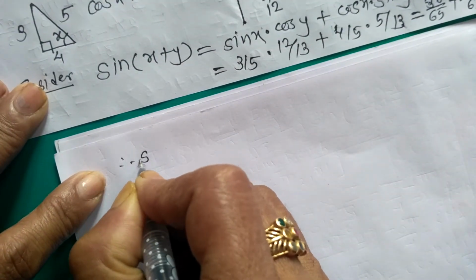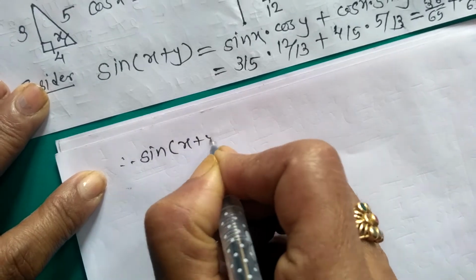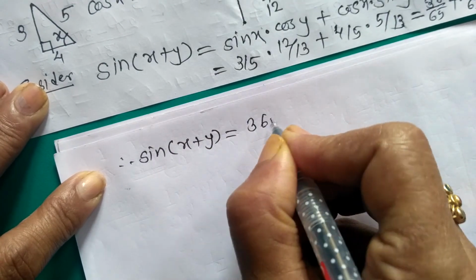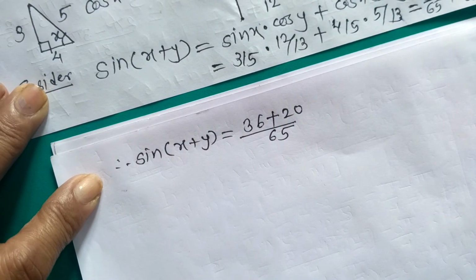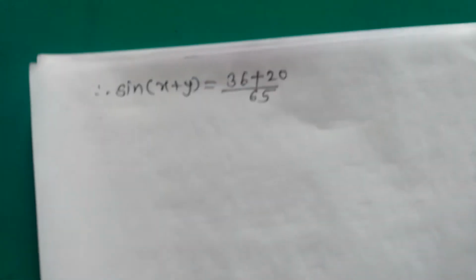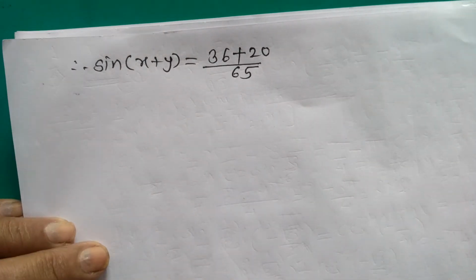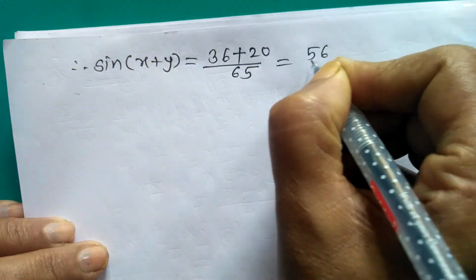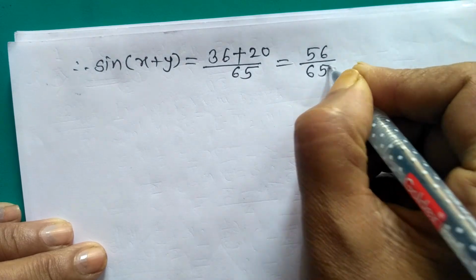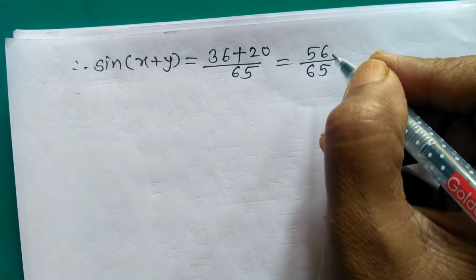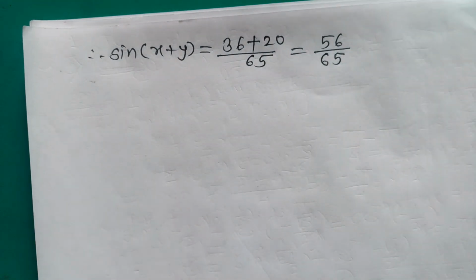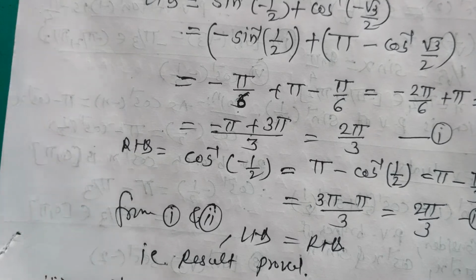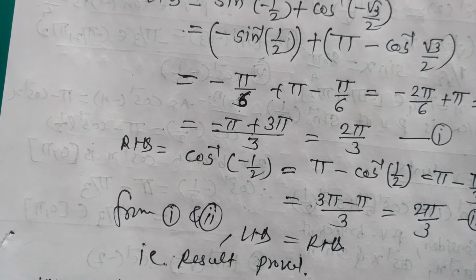this sin of x plus y gives addition 36 plus 20 upon 65, with the LCM 65, which is common to both expressions, and therefore we get the value 36 plus 20 upon 65. So that addition is nothing but 56 upon 65. So from the given concept, we assume that 56 by 65 be the value of sin z.